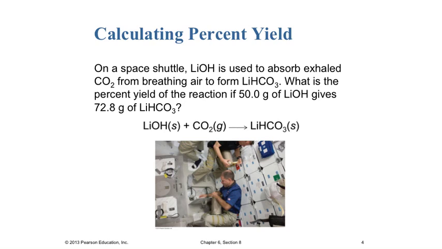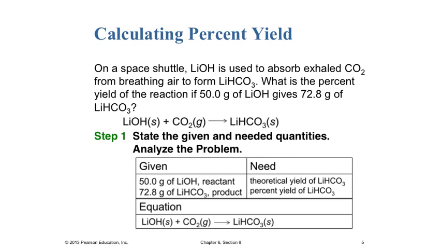It gives you 50 grams of LiOH and it has 72.8 grams of LiHCO3. Now remember some of your conversion factors to actually solve this problem. So our first step is to state what is given and the needed quantities. You are given 50 grams of LiOH, your reactant, and 72.8 grams of LiHCO3, which is your product. It's asking you to find the theoretical yield and the percent yield. And it also gives you an equation. Make sure your equations are always balanced before moving forward.